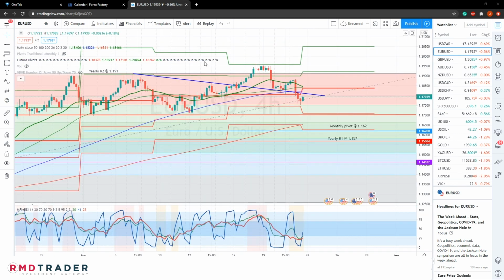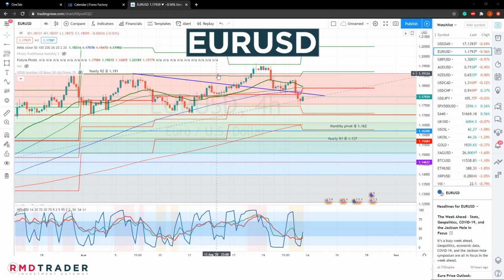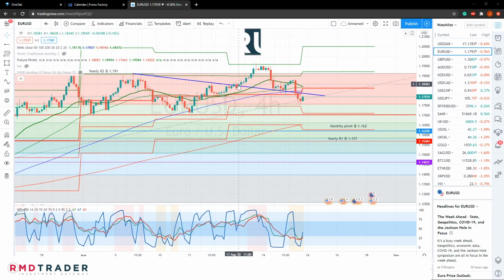We are now looking at the Euro USD. Last week we saw price break higher, firstly reaching our first target that we set at 1.191. That was our weekly R1 pivot, and then after that we saw price move even higher towards our second and full target at 1.196. That was the weekly S2 target.